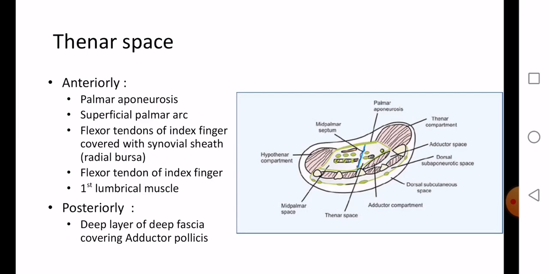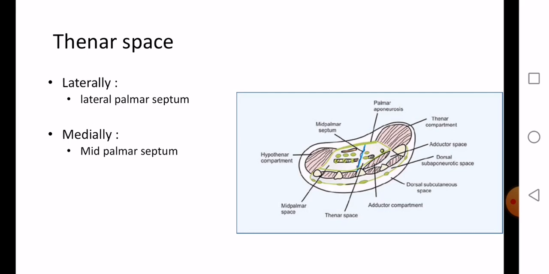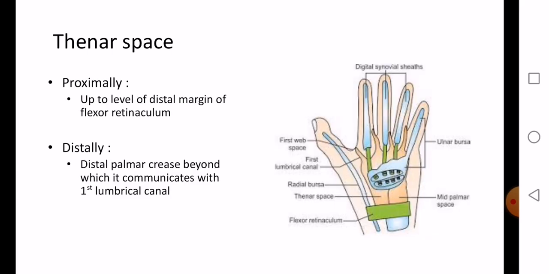The flexor tendon of the index finger and the first lumbrical muscle. Posteriorly, deep layer of the deep fascia covering the adductor pollicis. Laterally, you have the lateral palmar septum and medially the mid-palmar septum. Proximally, the thenar space extends up to the level of the distal margin of the flexor retinaculum, and distally, the space extends up to the level of the distal palmar crease, beyond which it communicates with the first lumbrical canal.